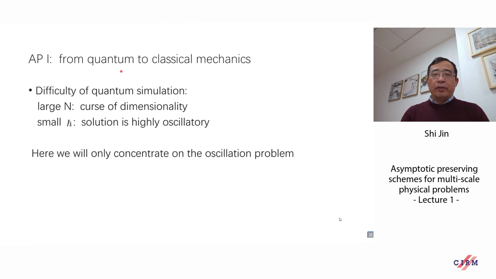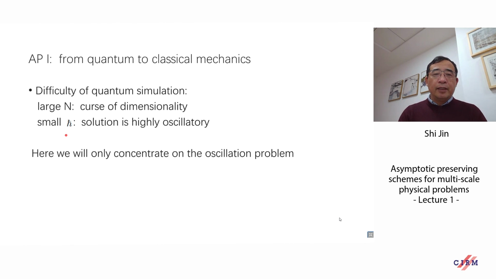All right, so I will start with the transition from quantum to classical mechanics. And we all know the difficulty of doing quantum simulation. As I said, ideally, if you can solve the many-body Schrodinger equation, then you don't need to solve other equations, because the Schrodinger equation gives you everything about the properties of matter. However, the major difficulty in doing a so-called quantum simulation or first-principle simulation is that first, N, the number of particles, is very large. It can easily be hundreds of dimensions. That's known as the curse of dimensionality.